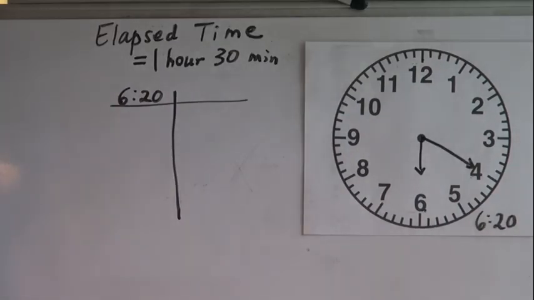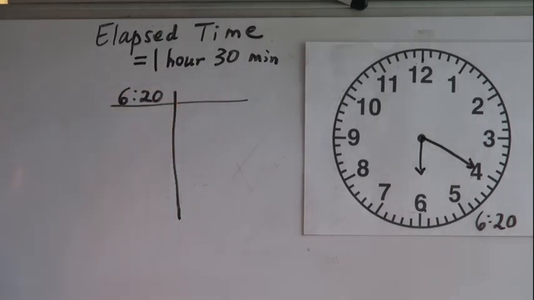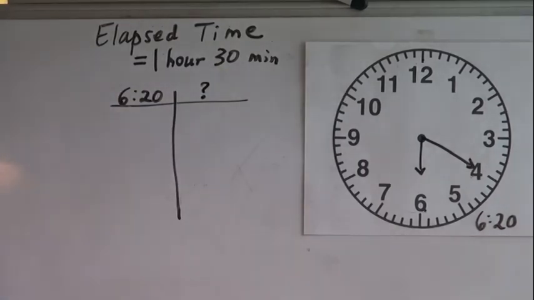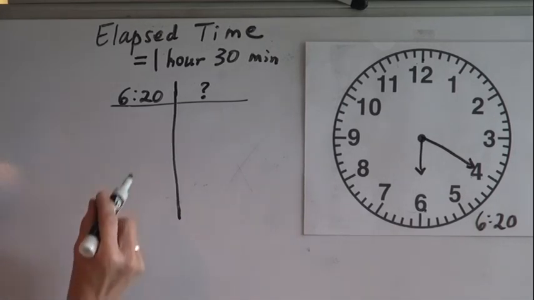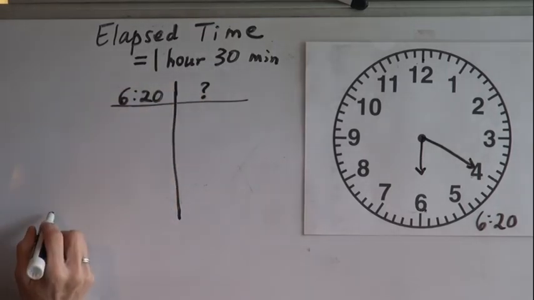Now you will also see problems where they tell you what the elapsed time is. This one is 1 hour and 30 minutes. And they're going to give you a start time, and you have to figure out what the end time is going to be. So our question mark here on this one is our end time. So let's see how we can figure this out. I'm going to look over here. This is at 6:20. So the first thing that we do is we look up here, and we see that we have to go 1 hour and 30 minutes.